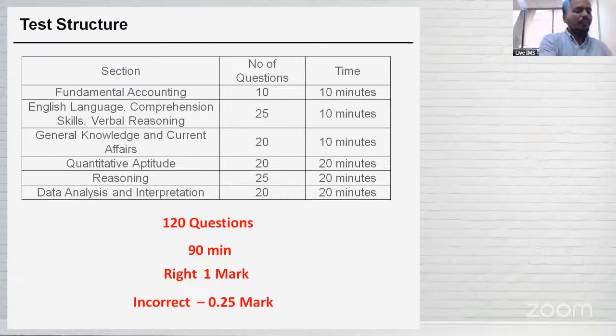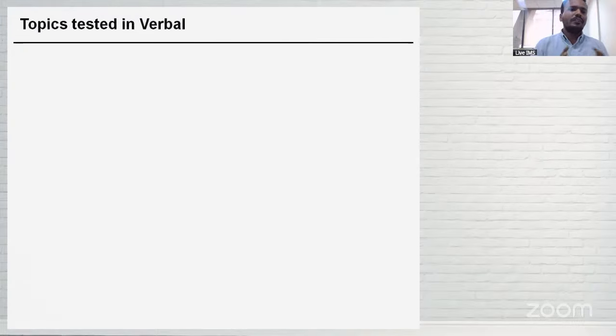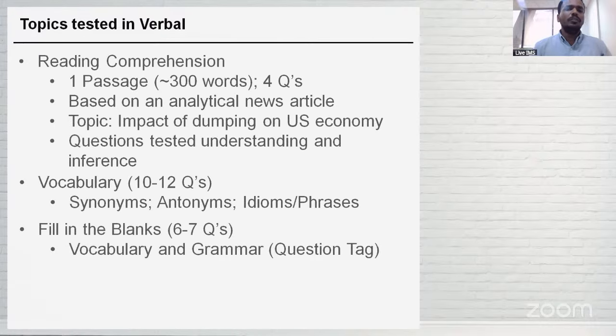Okay, moving ahead, we'll be talking about each and every section. Let's start our discussion with the topics tested in the verbal. In the verbal, students had a reading comprehension. One passage was there, approximately 300 words, and 4 questions were asked based on it. The topic was based on an analytical news article. We got the update from our student that the topic for this RC was the impact of dumping on the US economy. The questions tested were on the basis of understanding and inferences.